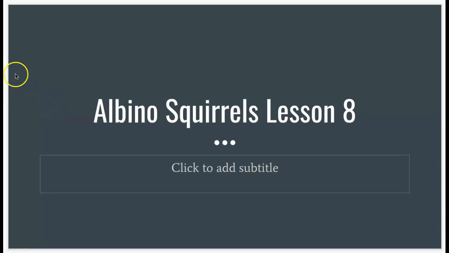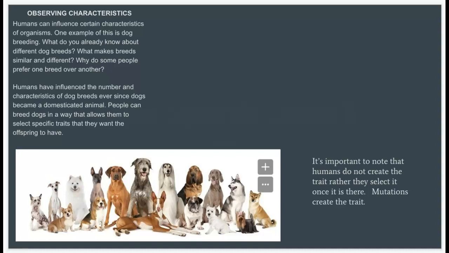Hey students, so in this lesson we're going to look at selective breeding of certain traits. And for that we can really focus on things like dogs. You see, humans, for instance, can influence characteristics and how common they become. An example of this is dog breeding, okay?